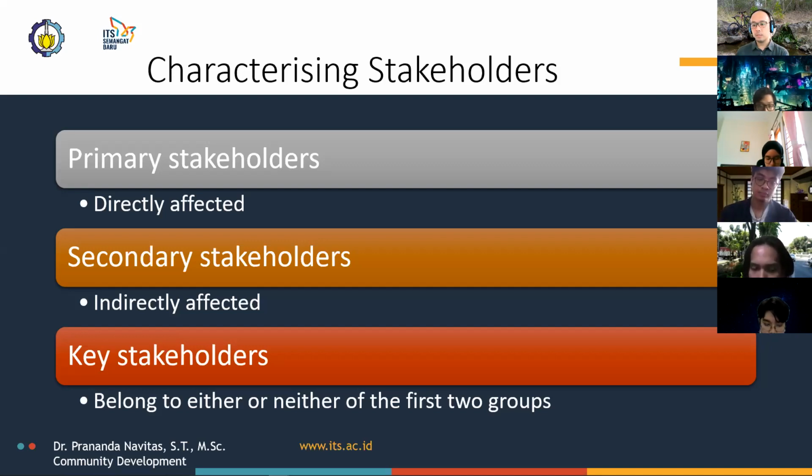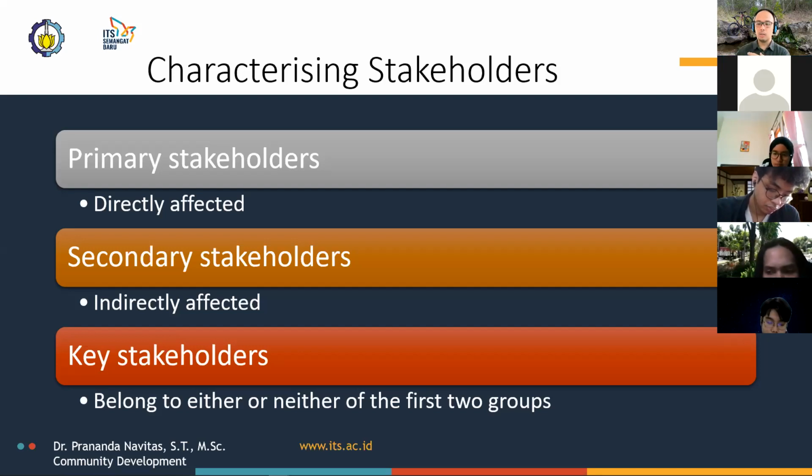And then we have key stakeholders. Now, key stakeholders might belong to either or neither of the first two groups. Key stakeholders are those who can have a positive or a negative effect on the effort itself, or those who are important within or important to an organization, agency, or institution engaged in an effort.